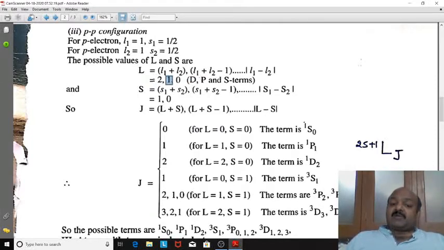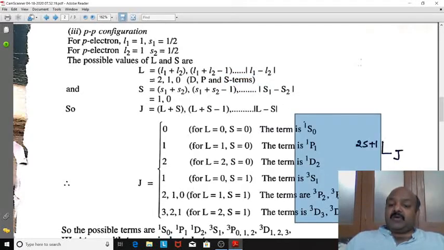L value 1 corresponds to P notation term. L value 0 corresponds to S term. So we have 3 terms corresponding to each value of capital L: 2, 1, 0. D, P and S. So all the terms will be corresponding to D, P and S notations, from this capital L value.